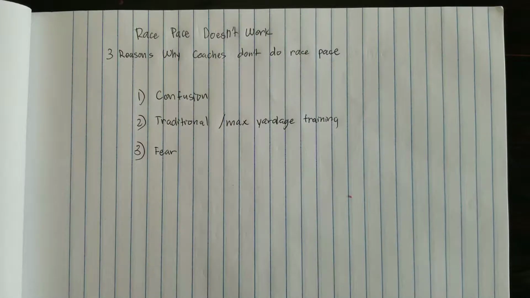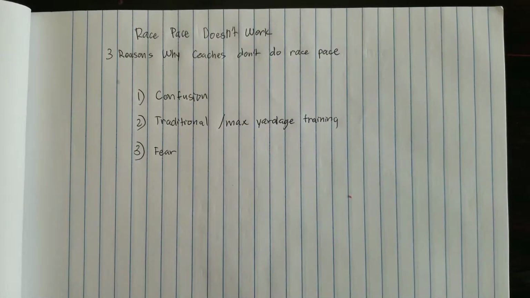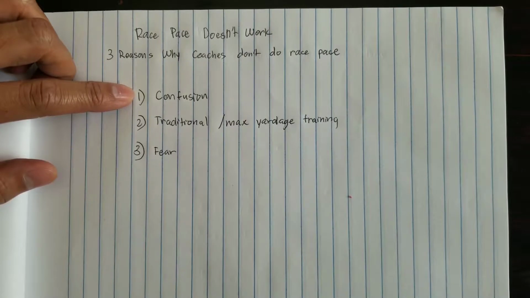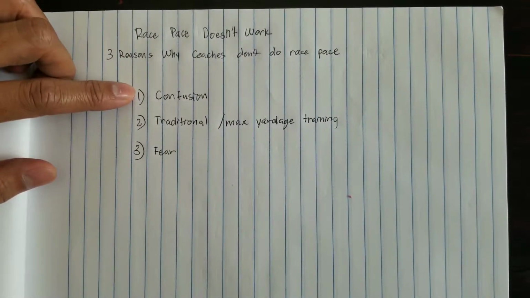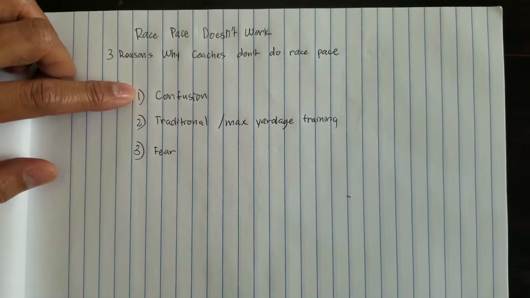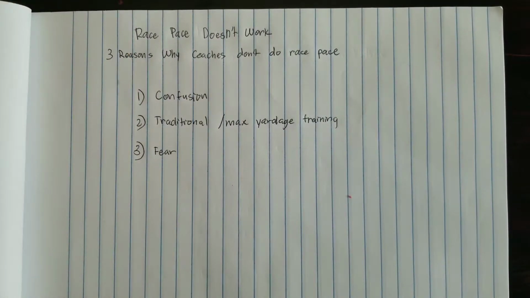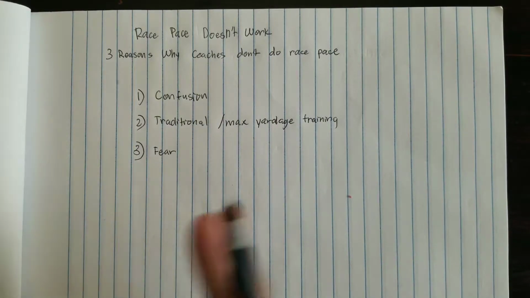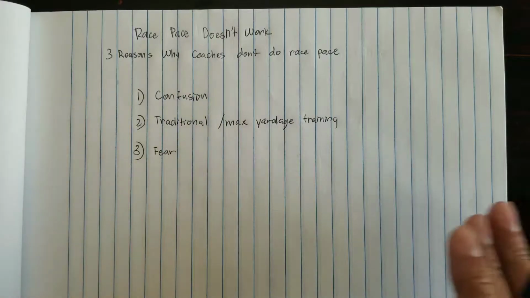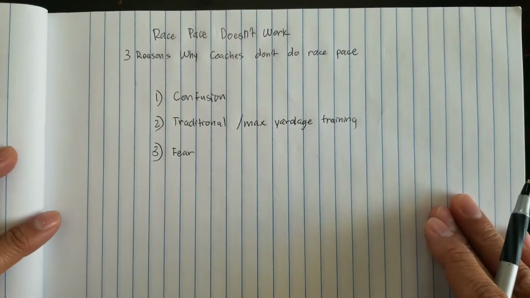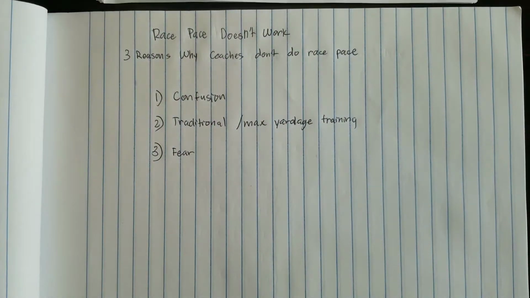Today we will go over 3 reasons why coaches don't do race pace training. The first reason is confusion. When I first started race pace, it was really confusing how to start, and how to continue race pace throughout the training session, throughout the year, or throughout several months or weeks. So the first thing is target time.